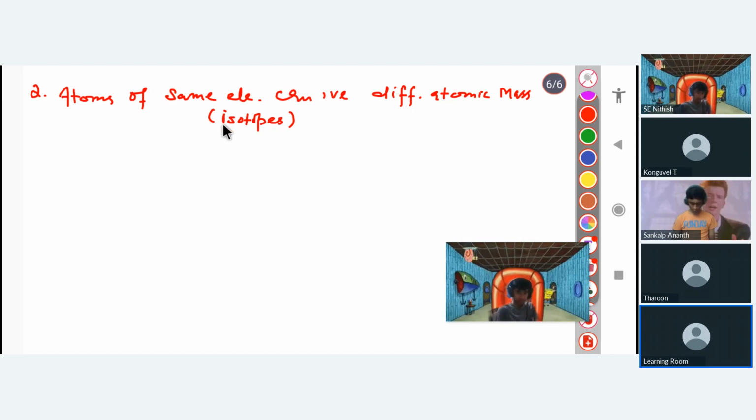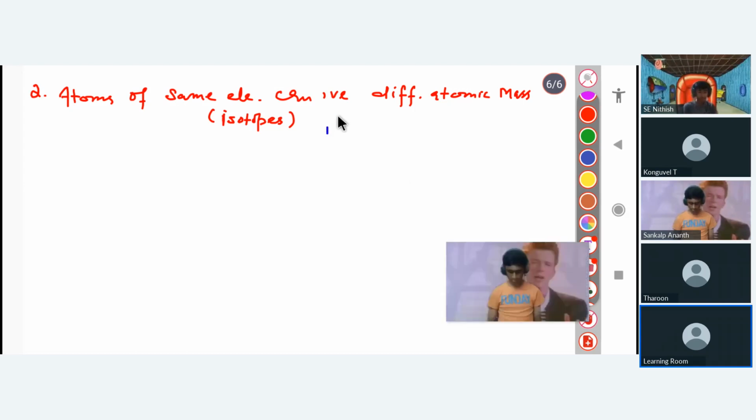So what are isotopes? Can you define what are isotopes? Atomic number is the same, and mass number is different. Exactly. For example, hydrogen: we have 1H1, which is protium, 1H2, which is known as deuterium, and 1H3, which is tritium.